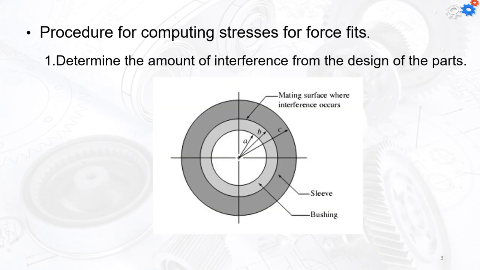The procedure will start first by determining the amount of interference from the design of the parts. So we need to know the B value and the C value, because these are the two mating parts where the interference will occur. And we will see whether this value for delta is going to be positive or negative. Usually the inner part is called the bushing and the outer one is called the sleeve. Inside the bushing, we're going to have a rotating shaft, for example.